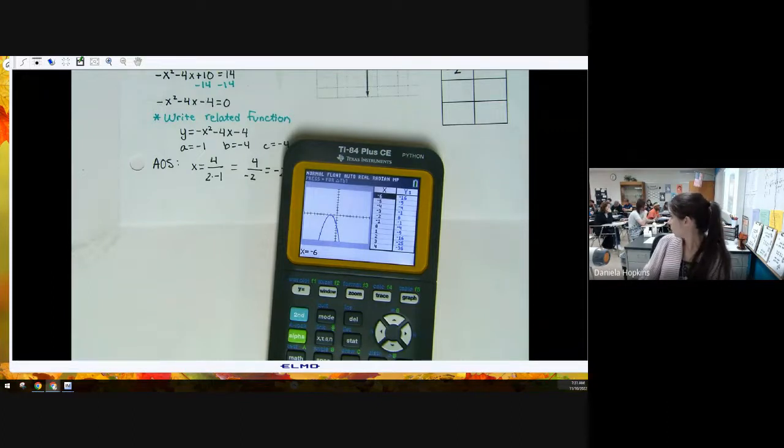I believe even the old calculators do that, Natalie. I might have to check. Yours is really old, so we have to check. It works like that? Okay.